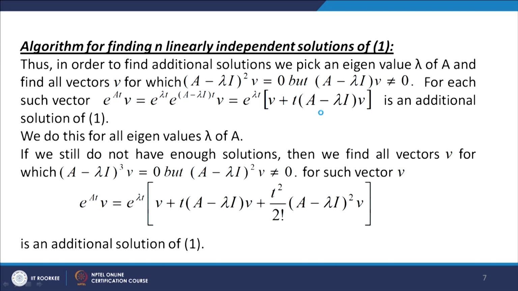In order to find n minus k solutions, we pick an eigenvalue lambda of A and find all vectors b for which (A minus lambda I) whole square b equal to 0, but (A minus lambda I) b is not equal to 0. For each such vector b, we have seen just now, e to the power A t into b equal to e to the power lambda t into e to the power (A minus lambda I) t into b will reduce to e to the power lambda t into b plus t times (A minus lambda I) into b, because we are assuming that (A minus lambda I) whole square b equal to 0.